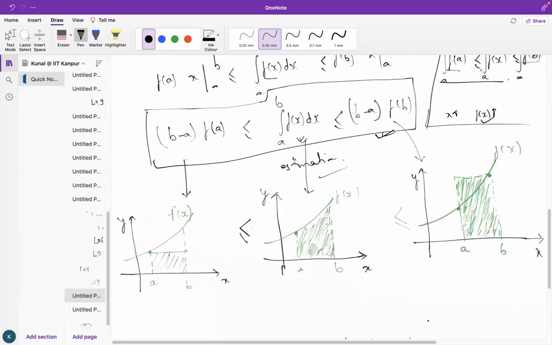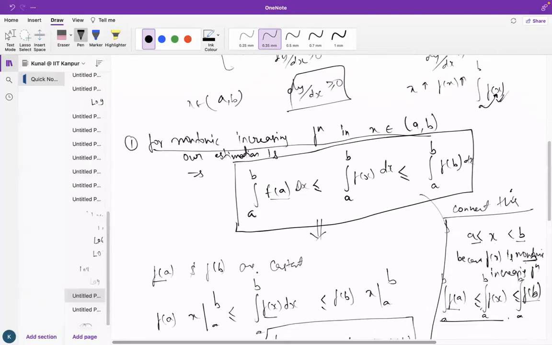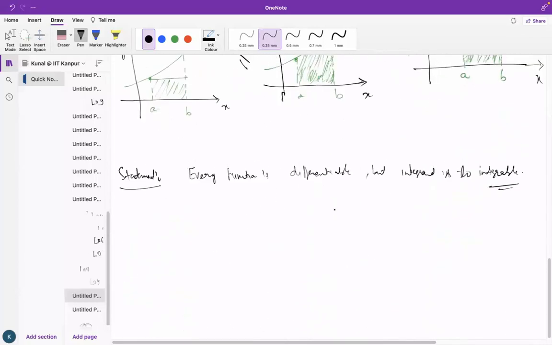The first estimation we learned today is for a monotonic increasing function in x belonging to A to B. So our estimation is this, and we proved it as well by drawing the area. I hope you all understand what I'm trying to say. Sometimes it is not easy to integrate and calculate the value of a definite integral, so we use the estimation.